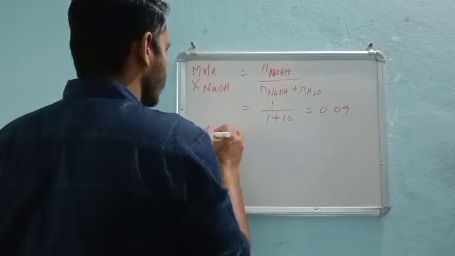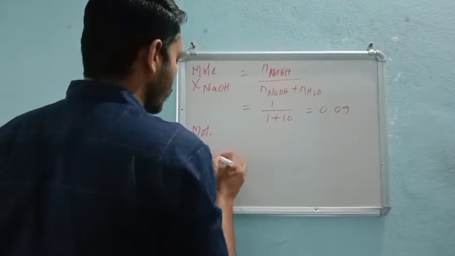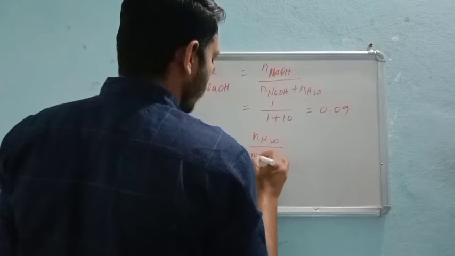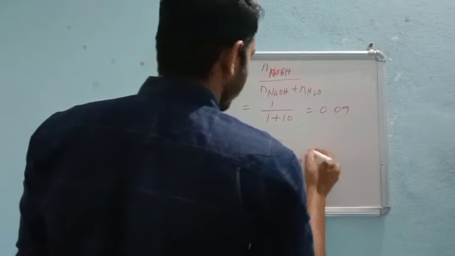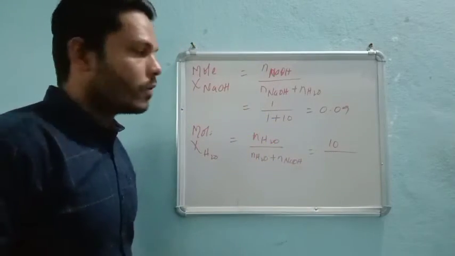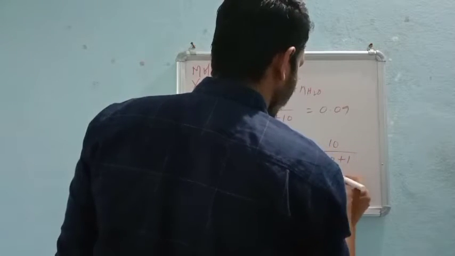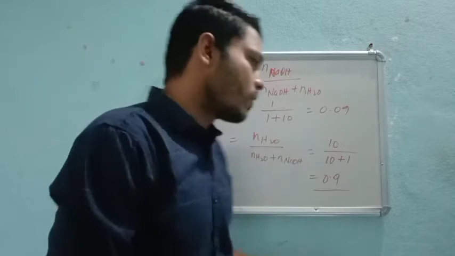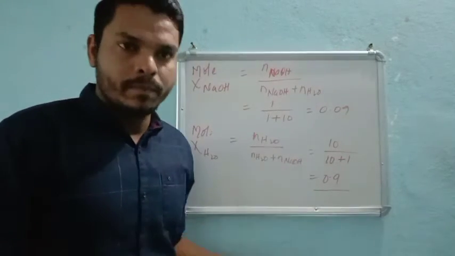Now just go for the water molecule, that is H2O. So number of moles of H2O divided by number of moles of H2O plus number of moles of NaOH, which is equal to 10. Why? Because the number of moles of water molecule is 10. So 10 divided by 10 plus 1. Therefore it will be 0.9. Right? So this is the mole fraction of water molecule as well as NaOH.